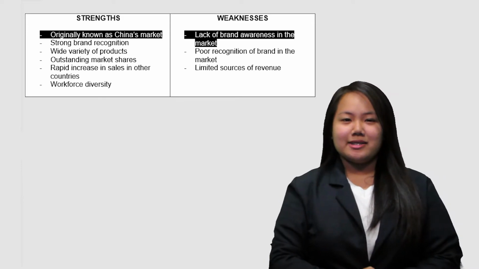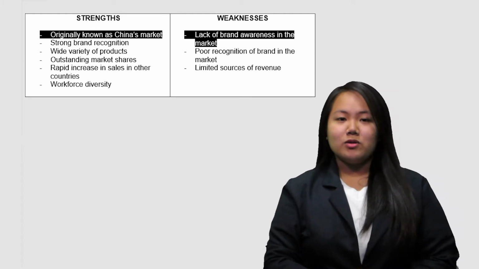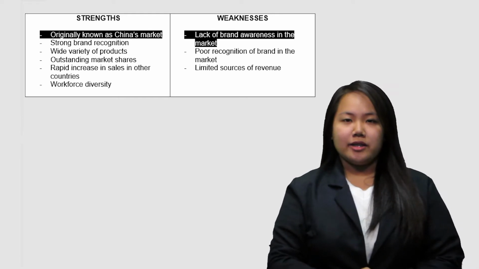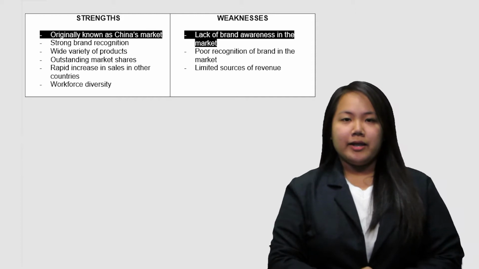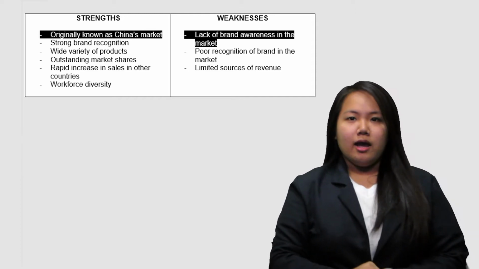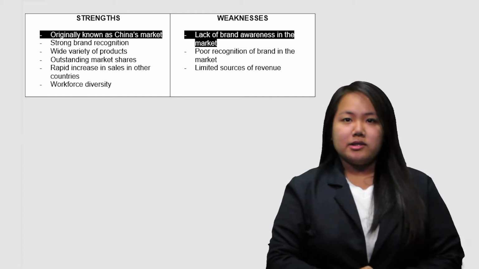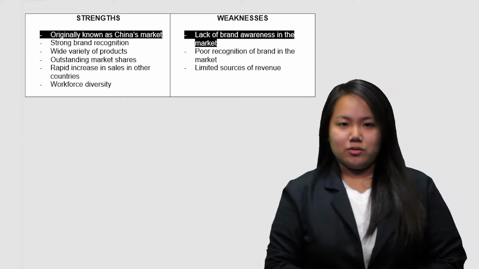Moving on to the next C, the company. One way to assess the company's attributes is by using the SWOT analysis. The main strength of Lenovo is that it is originally known as China's market. We all know that China is the most populated country in Asia, and they have more chance of penetrating the China market and increase their sales because of the high demand of technology. Next, we have its weakness, which is the lack of brand awareness. Although it is a well-known brand, they are still known for their laptops. They are still trying to find ways on how to market their tablets to its customers.